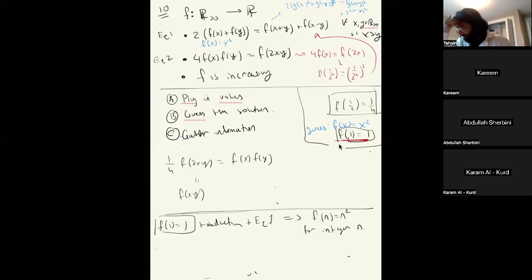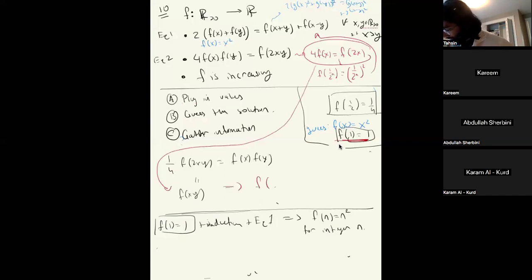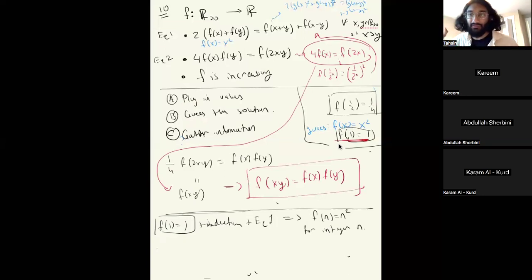Yes, great, very good. So we can take this one, and then we can get this, right? So that tells us now that f of xy equals f of x, f of y. Okay, very good.